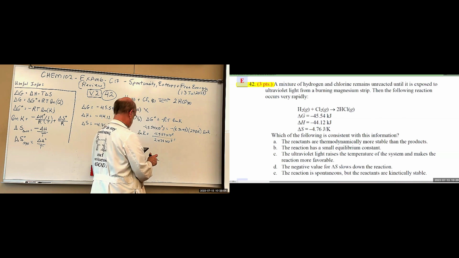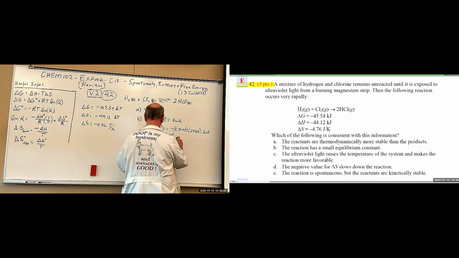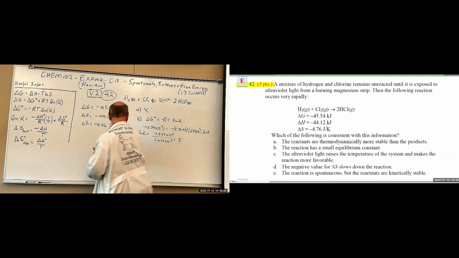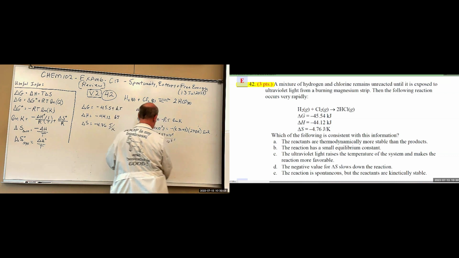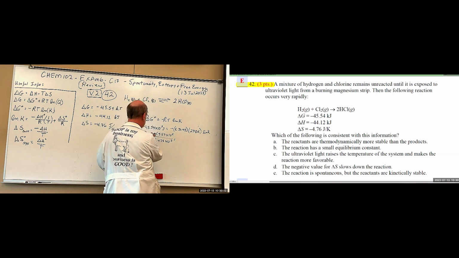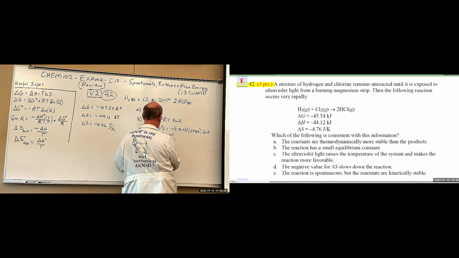There we go. So that's 5 minus 2. That doesn't make any sense. Let me do that again. Did I do that right? Yeah, that's right. 8 times 3 is 24.